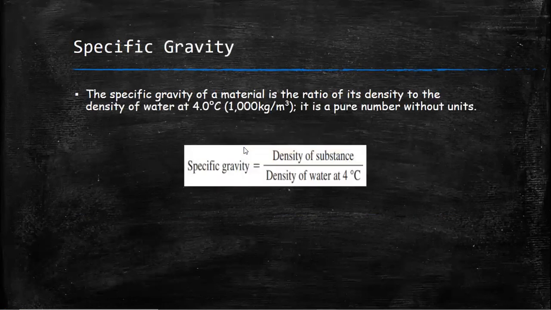Another property of material that is important to discuss is the specific gravity. It is the ratio of its density to the density of water at 4.0 degrees Celsius, or 1,000 kilogram per cubic meter. Another term used for specific gravity is relative density, because we use the density of a substance relative to our reference substance, which is water.